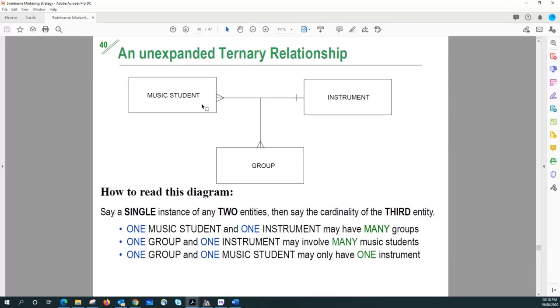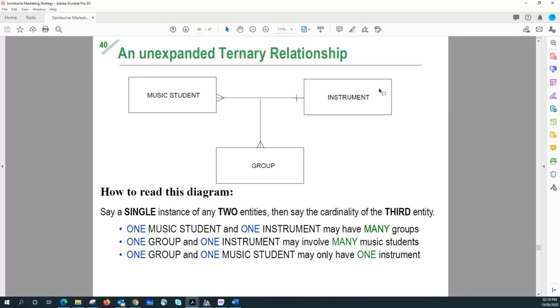For example, you can say one music student and one instrument may have many groups. So one music student can play one instrument in many musical groups, so one, many. And then one group and one instrument can be played by many music students.